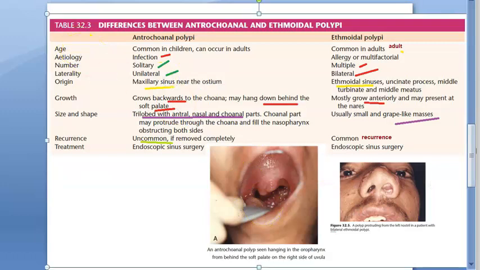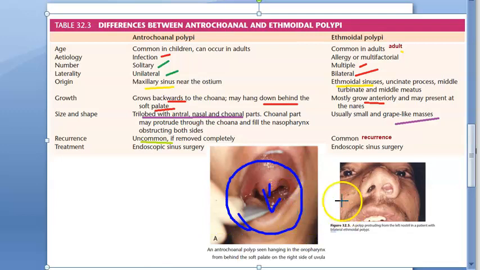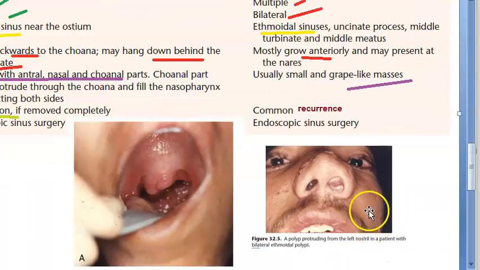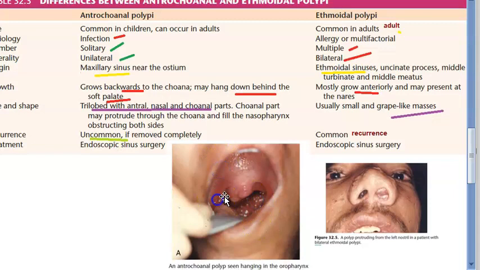Look at the differences between these two. This diagram will kind of summarize it. See, this one is an antrochoanal polyp. It is seen hanging in the oropharynx from behind the soft palate. Here you can see bilateral ethmoidal polyp. This is growing anteriorly. What's written here? A polyp protruding from the left nostril in a patient with bilateral ethmoidal polypi. So you can see one is unilateral, one is bilateral. This one is growing backward, this one is going forward.